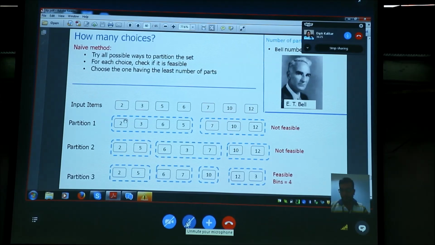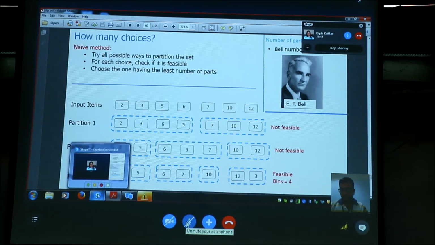You say, okay, I'm going to try all possible partitioning of this. Maybe I'll put 2, 3, 6, 5 here, 7, 8, 10. This is not even feasible because 2, 3, 6, 5 adds up to more than 15. I kill it. Okay, another choice. Maybe I'll put 2, 5 here, 6, 3, 7 here, 10, 12 here. That's also not possible. 10 and 12 is crossing the 15 budget.